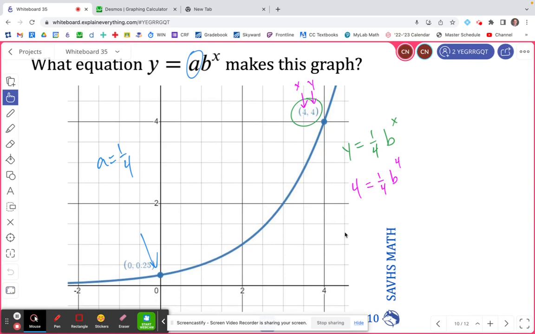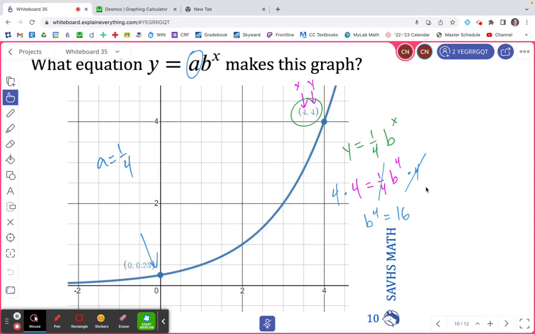Okay, well, how do I solve for this? Let's see. Divide both sides by 1/4 or multiply both sides by 4, because the 4 will undo this. So then I'm left with b to the 4th equals 16, because 4 times 4 is 16.